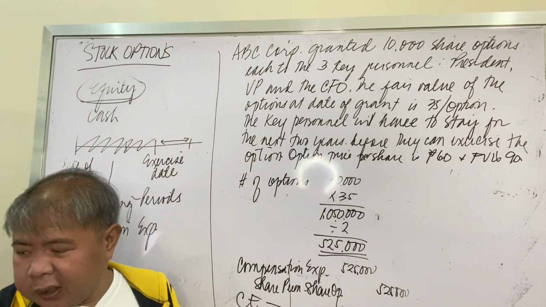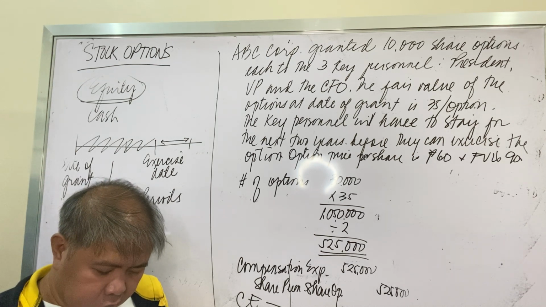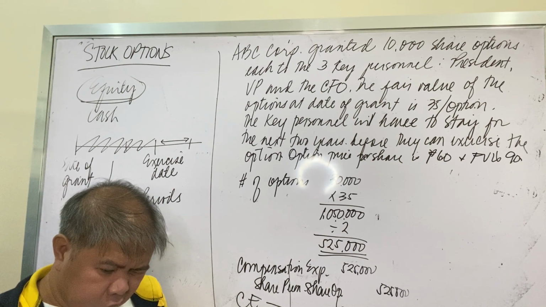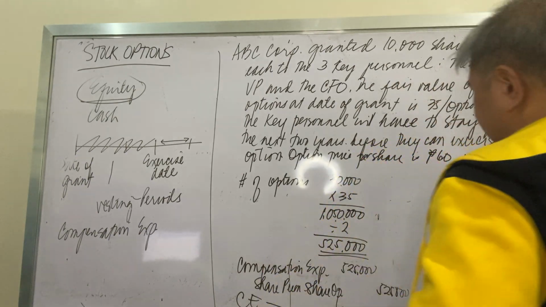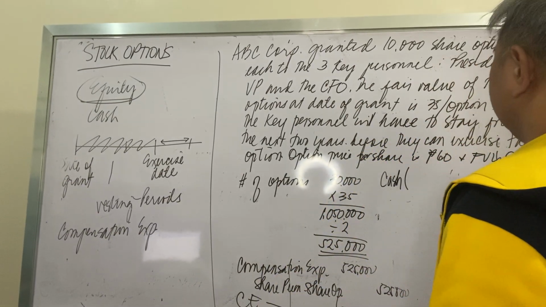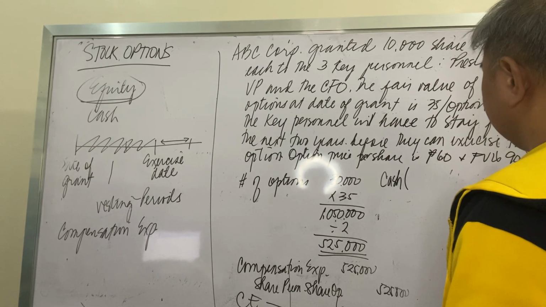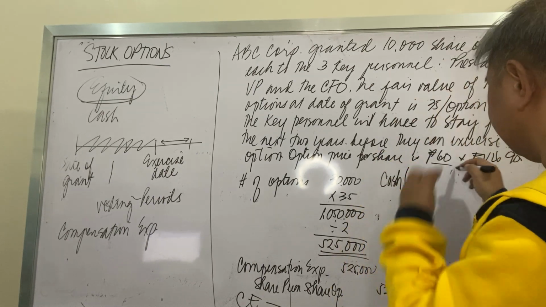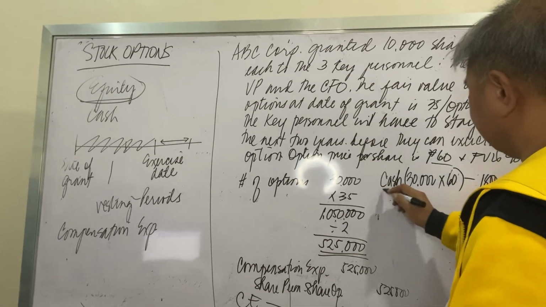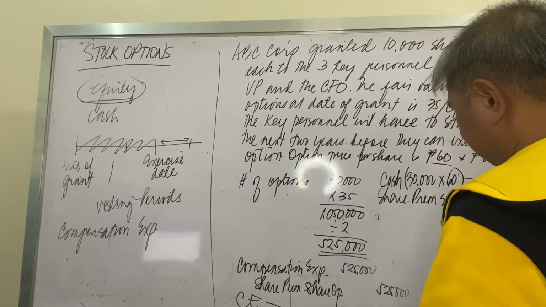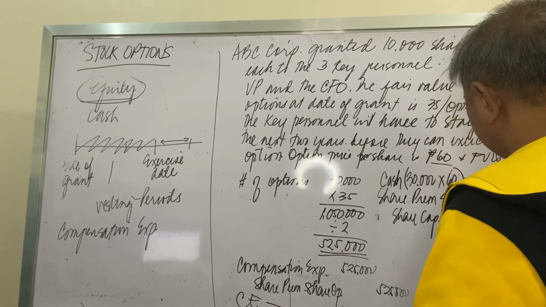the options will be exercised by the employees. Okay, so therefore, how much will be the shares? Debit cash for how much? How much is the option price? Option price. So that's going to be 30,000 times 60. That's 1.8 million. Debit share premium from share option, which is 1,050,000. Credit share capital, or 30,000 times, how much is the par value?